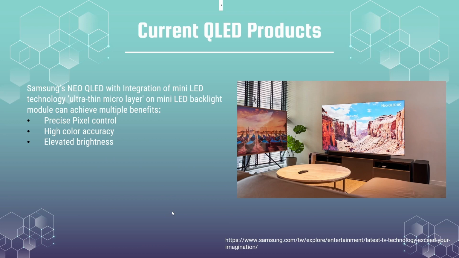And as mentioned earlier, quantum dot film can also be integrated with existing display technologies. For example, in Samsung's newer models of Neo QLED, the integration of mini LED technology, along with the use of an ultra-thin micro layer on the mini LED backlight module, allows for precise pixel control. Coupled with a quantum dot film, this combination achieves a high color accuracy, higher brightness, and a longer lifespan compared to OLED, showcasing the advantages of this technology.